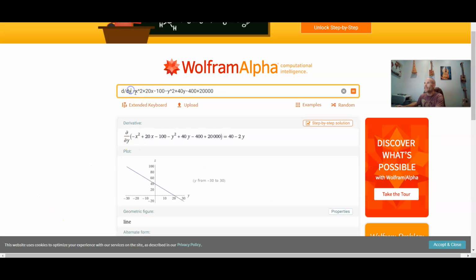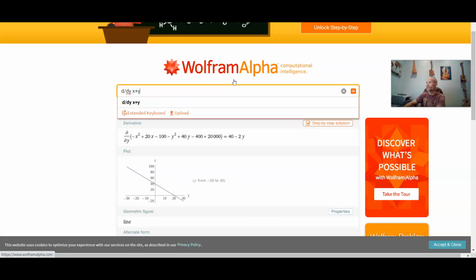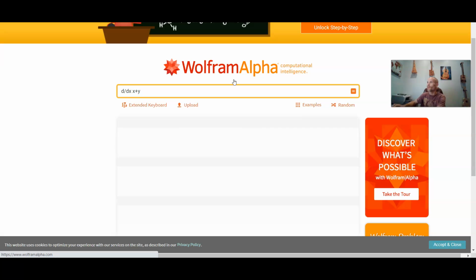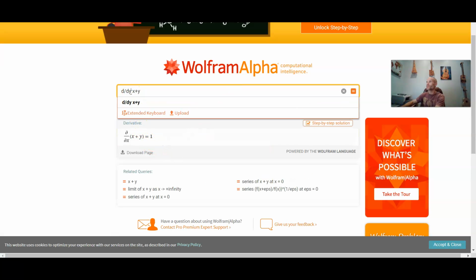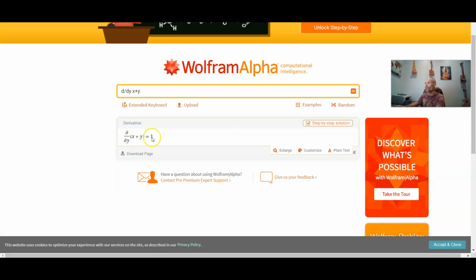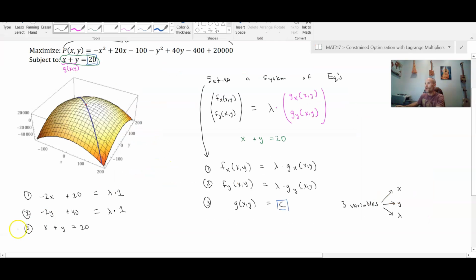Okay, now we can take the derivatives of x plus y, which is our g of xy, with respect to x, and we'll get 1. And then the derivative with respect to y of x plus y will also be 1. So that's a more rapid way we could have done this. And then our third constraint is x plus y equals 20.